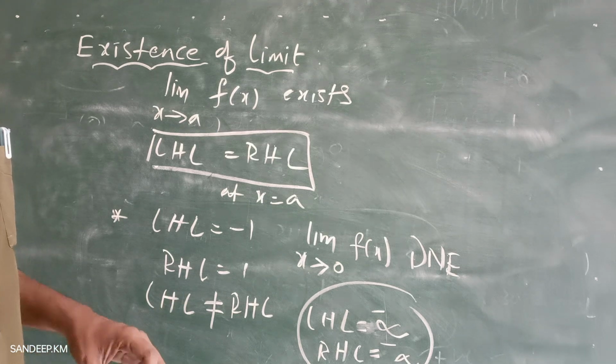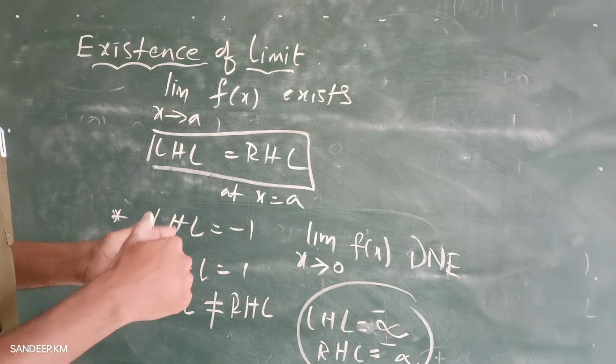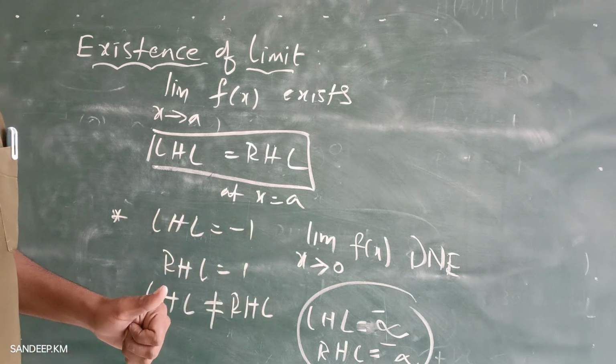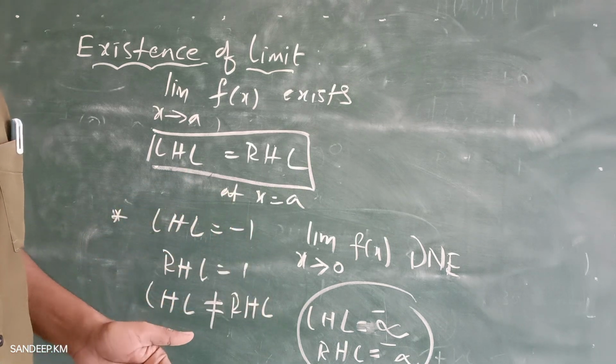Okay, now I'll take more examples. We will see how to find LHL and RHL in those examples. We will check whether LHL is equal to RHL or not. We will check whether the limit exists or not in those examples.